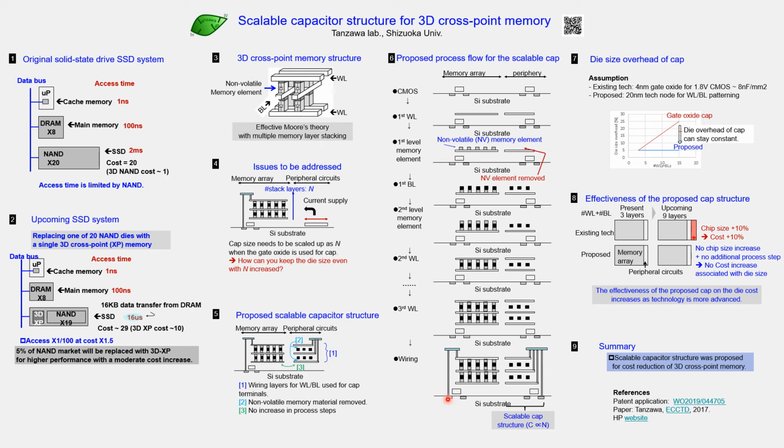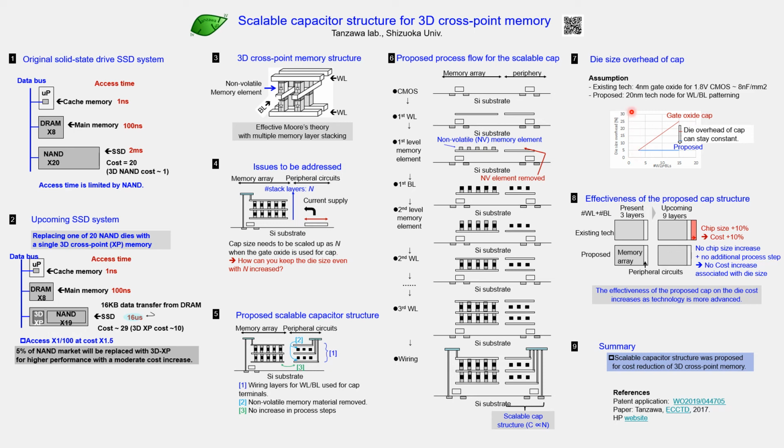Here's the final structure, and you will have the scalable capacitor in the periphery region. This is the estimate of what you can get with the proposed structure in terms of die size overhead. Let's assume we start at 3 word line and bit line layers, which has a 5% die size area impact for the boosting circuit.